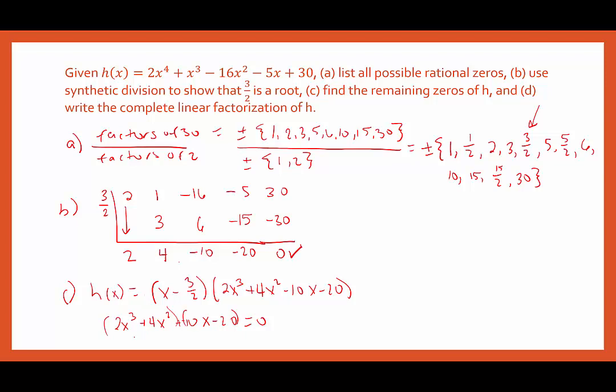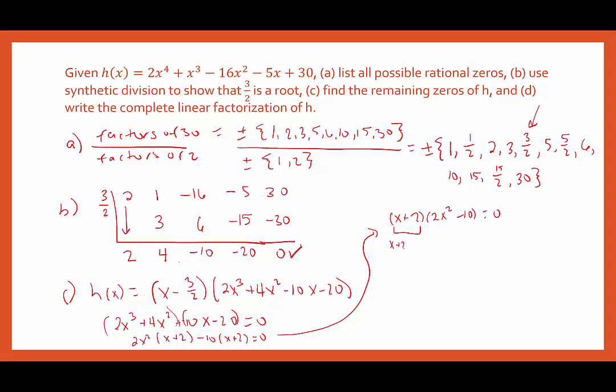And when we pull out the GCF here, we get 2x squared, leaving me with x plus 2. Here we're going to factor out a negative 10, leaving me with x plus 2. Those 2 terms do in fact have a GCF. They have a GCF of x plus 2. That would be x plus 2 times 2x squared minus 10.